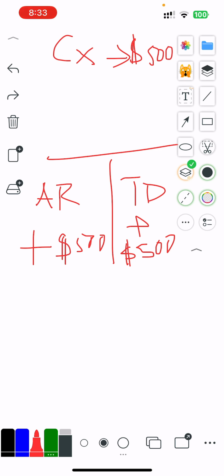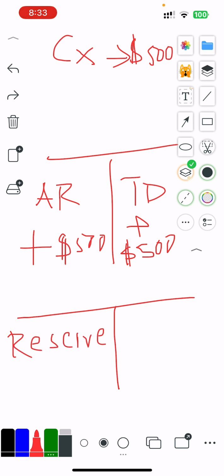Now, when the cash is collected, this will become reserves. So accounts receivable becomes reserves, and you will add $500 over here. And this will be TD plus $500.